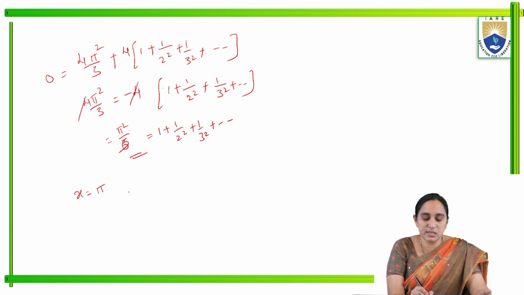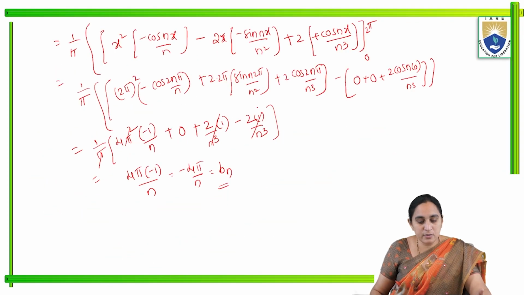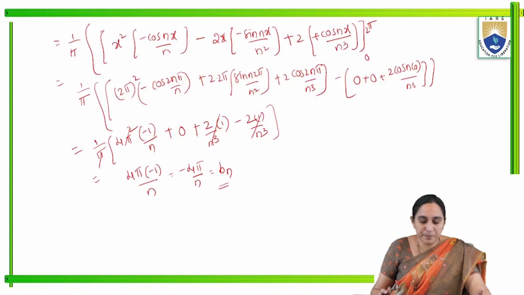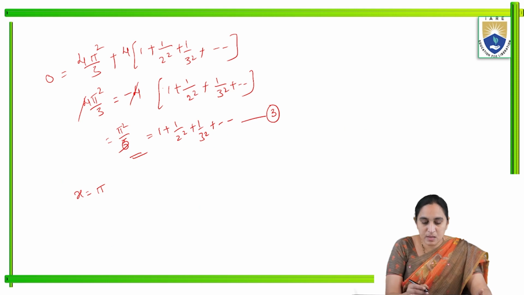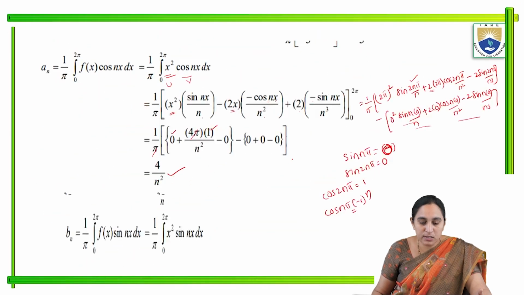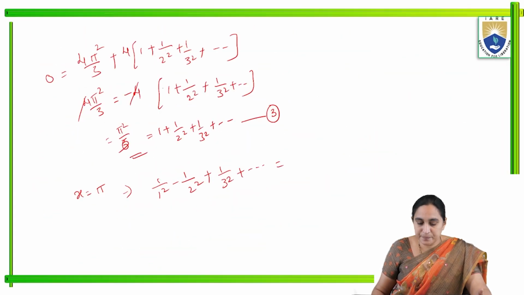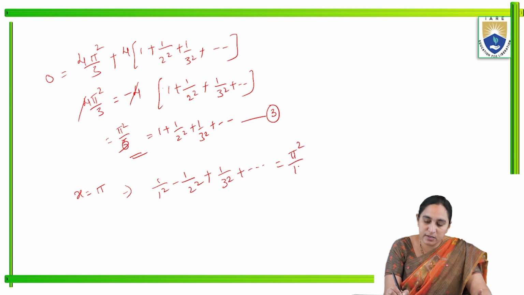From that we get the second deduction. Let us take this as the third equation and the fourth equation. If you substitute that, from that second deduction, 1 by 1 square minus 1 by 2 square plus 1 by 3 square and so on is equal to pi square by 12. Let us take this as the fourth equation.